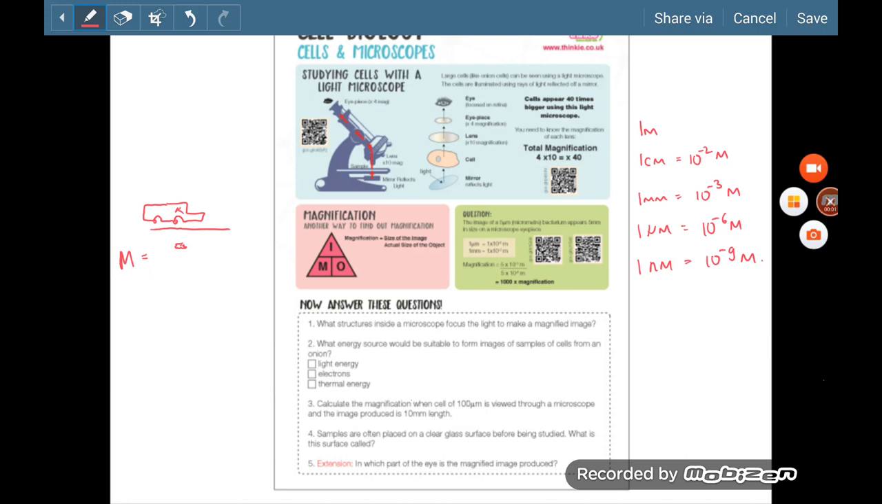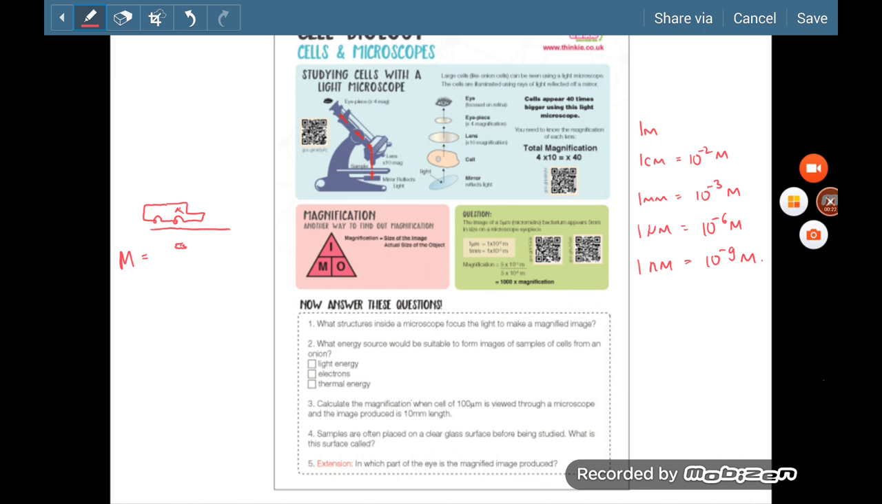A minute on magnification and microscopes. There are two types of microscopes, light microscopes and electron microscopes. Light microscopes magnify things to a pretty good level, but electron microscopes magnify them huge amounts, millions of times even. Now, when we are looking at microscopes, we're probably going to be asked about magnification.